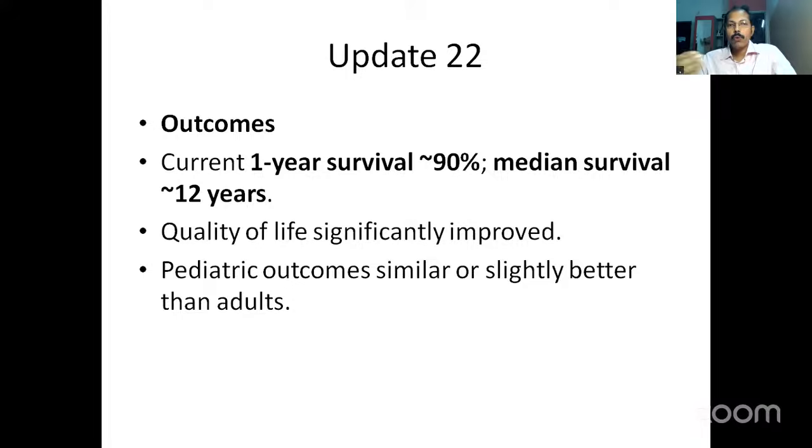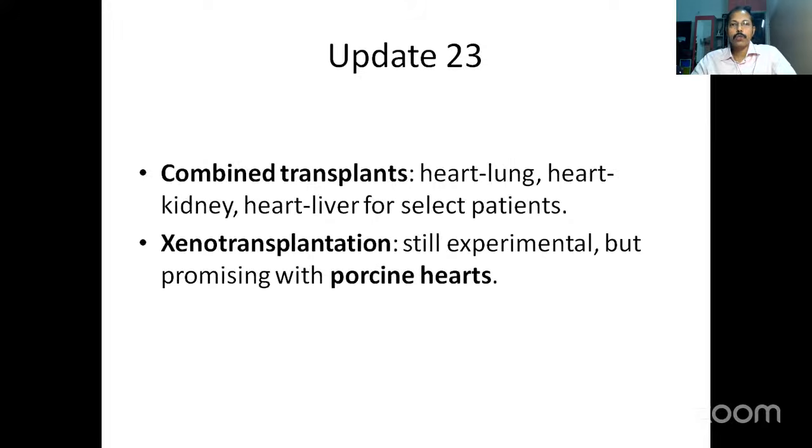Okay. Regarding the outcome, what is the success rate after heart transplantation? One year survival is 90%. The median survival is 12 years. And with the advent of immunosuppressants, the quality of life has been significantly improved. And coming to pediatric and adult, pediatric outcomes are similar or slightly better than adult heart transplantation. So this has been given in your new book.